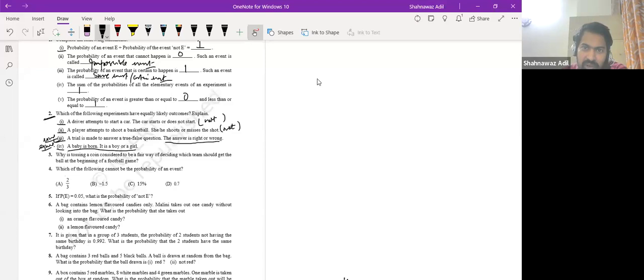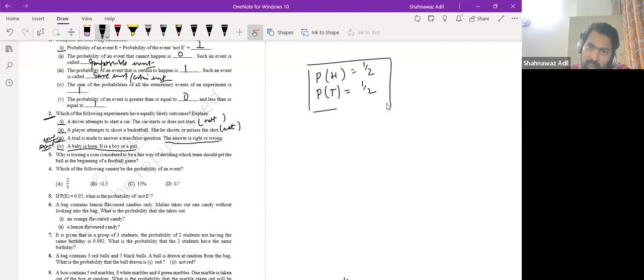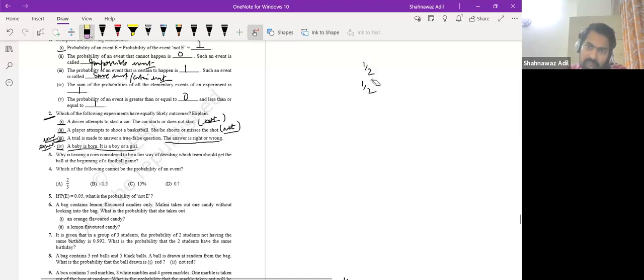Because when we are tossing a coin, that is sure shot. We can say that they are equally likely, right? But these have some other factors. So the answer would be debatable. But from the NCERT point of view, you write that this is not, and this is likely, right? Okay. Yes, sir.